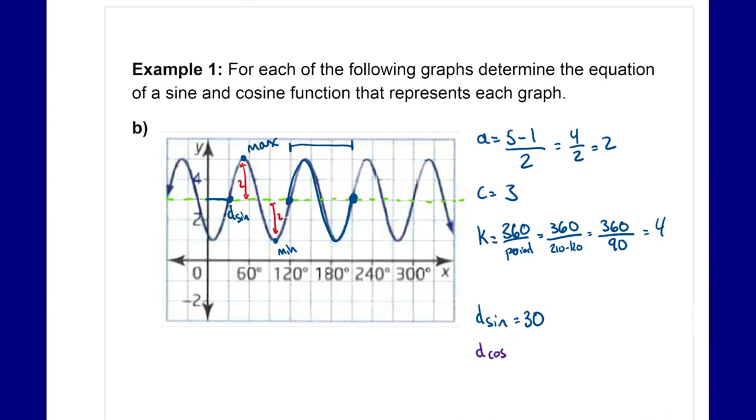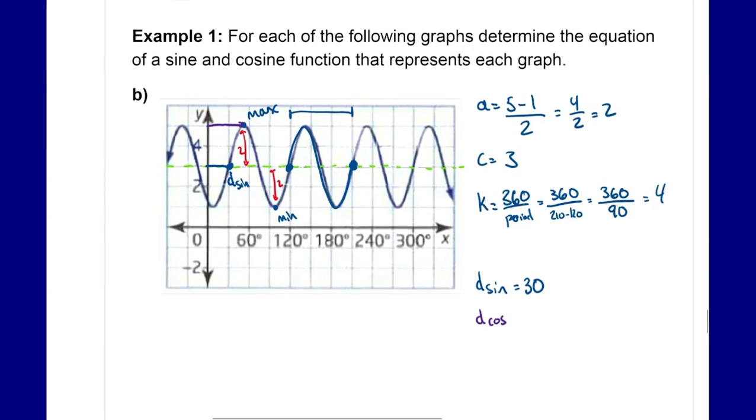Now, if I look at the D value for cosine, moving over to the right here, okay, that's my maximum. I don't know exactly what that value is. And I don't want to estimate, I want to be precise. So there is a relationship between the sine and cosine functions where I can figure out that D value.